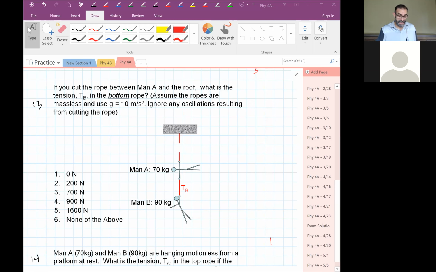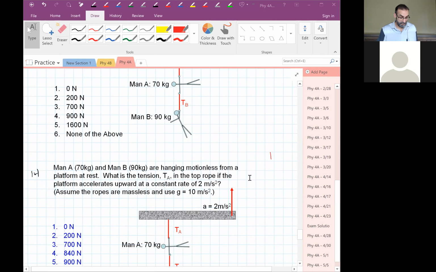Yeah, they fall at the same rate, right? Mass doesn't matter when objects are dropping.